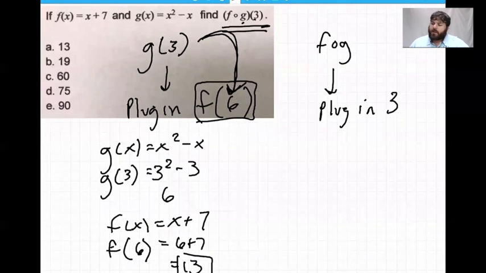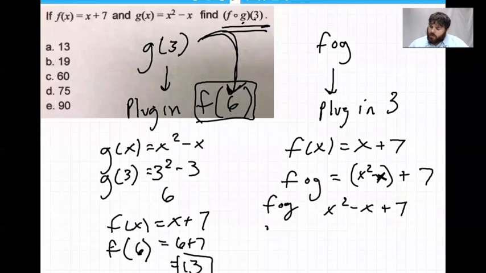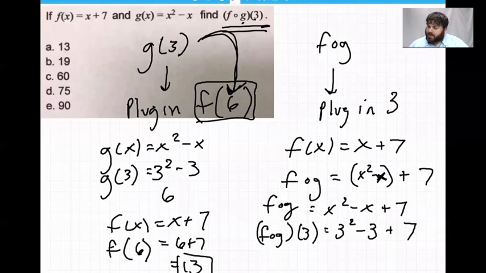All right, let's try finding f of g. So remember, f of g means I'm shoving g into f. So I'm going to write f, and then I'm going to shove the entire thing of g inside for every x that I see. So I'm going to shove the whole function inside here. So I get x squared minus x plus 7. This is the function f of g. So if I want to find f of g of 3, I just plug in a 3. 3 squared minus 3 plus 7. 3 squared is 9. 9 minus 3 plus 7 gives me 13. So it's kind of the same thing.